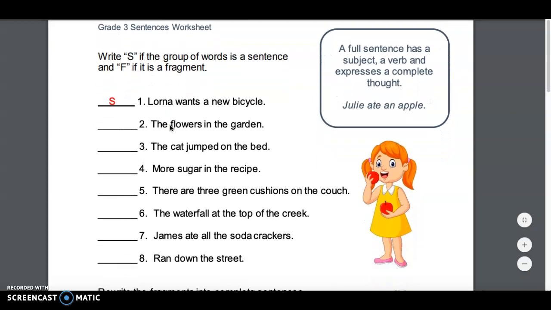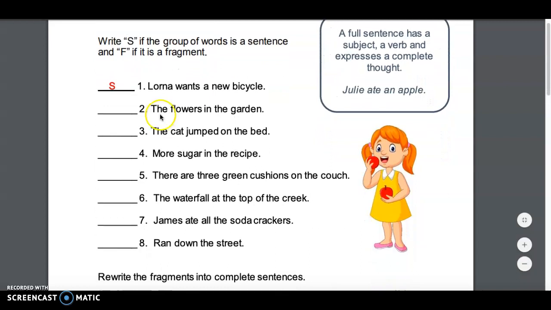So let's work on this together. The flowers in the garden. Is it a sentence or a fragment? Well, it has the noun, but it doesn't tell me the verb. What are the flowers in the garden doing? So this would be a fragment. So you would write an F right here.